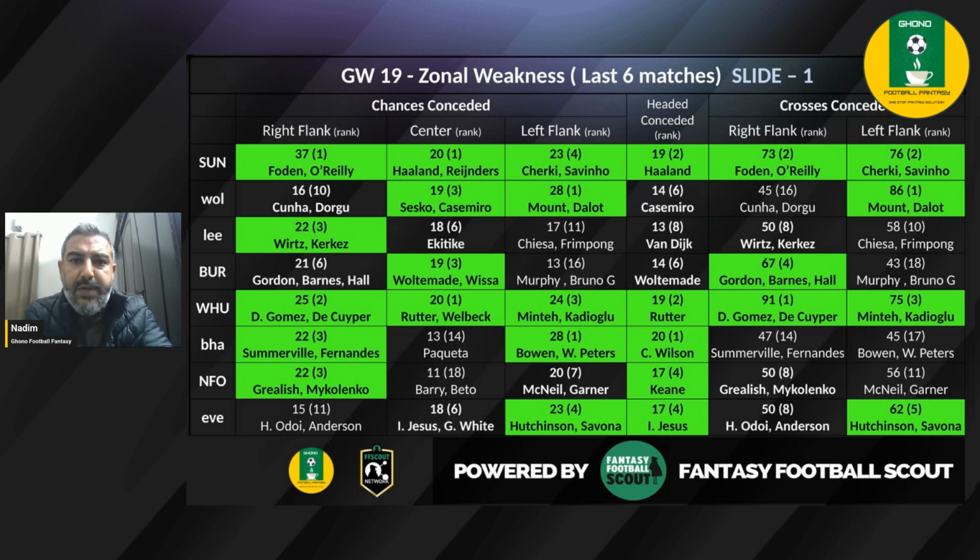Wolves tend to put up a little bit of a fight against the stronger team, given that they are doing the low blocks. Liverpool versus Leeds. Now, this is a match that tends to be very high scoring if we look at the previous record. But again, this particular match, it could be Wirtz and Kerkez who are likely to do well.